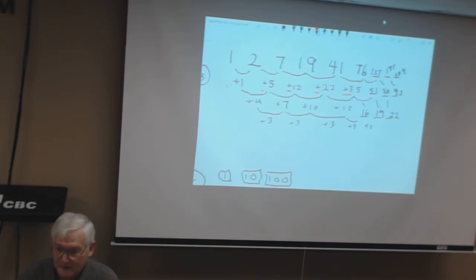Now, do you see a pattern? I don't. So watch what you do. If you don't see a pattern, you jump down to the next row. How do I get from 1 to 5? By adding 4. How do I get from 5 to 12? By adding 7. How do I get from 12 to 22? By adding 10. You see what I'm doing? How do I get from 22 to 35? By adding 13.